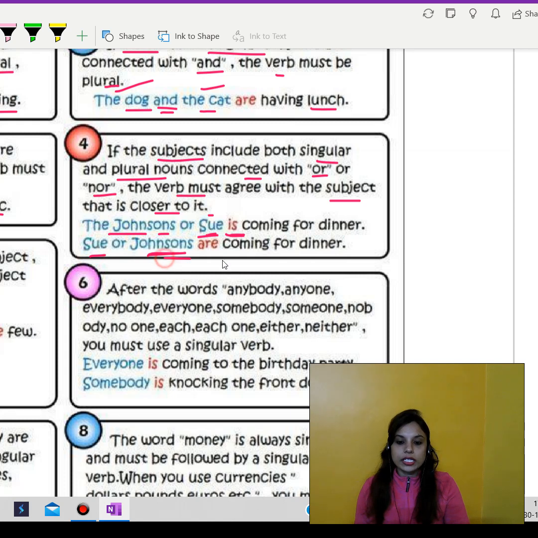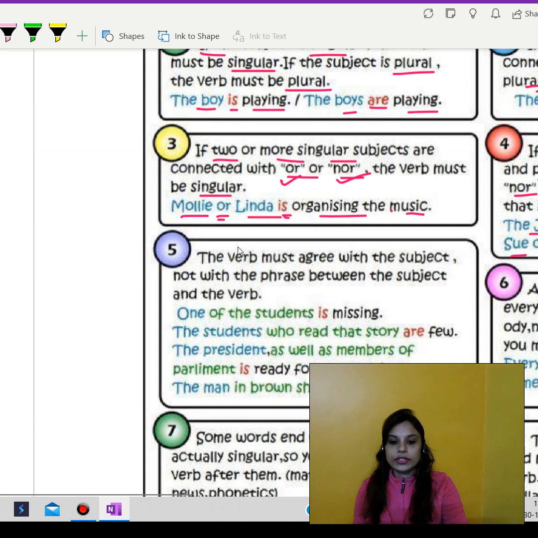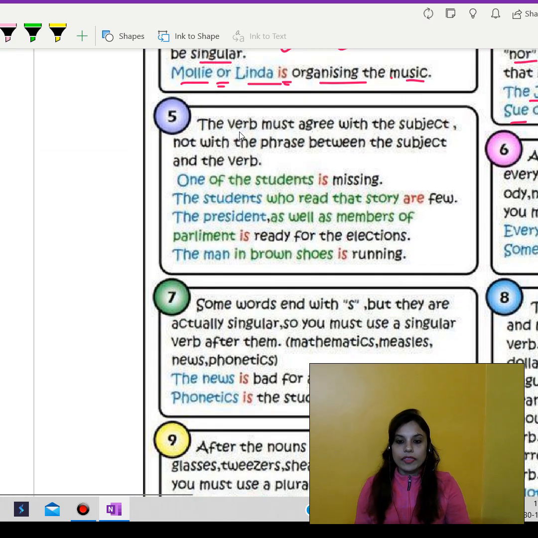Suey or Johnsons are coming for dinner. Why did we choose are in the second sentence? Because we have Johnsons as the second subject, and in the first sentence we have Suey as the second subject. So we are going to take the second subject here, the subject that is closer to the verb. Moving over to the next rule, the verb must agree with the subject, not with the phrase between the subject and the verb.